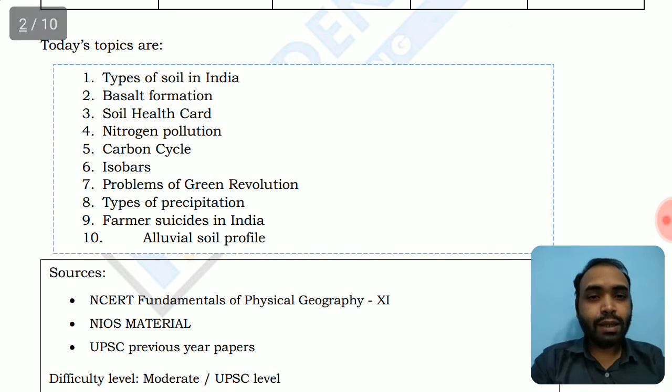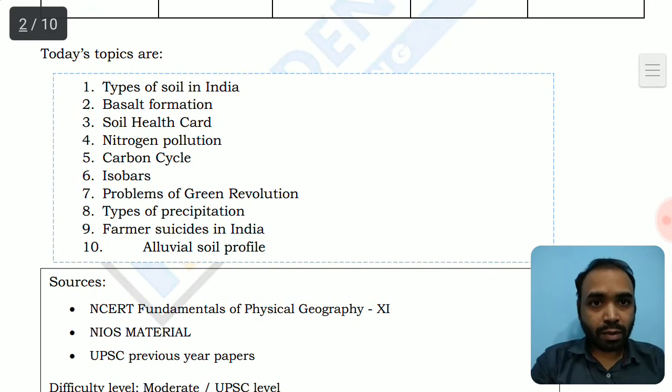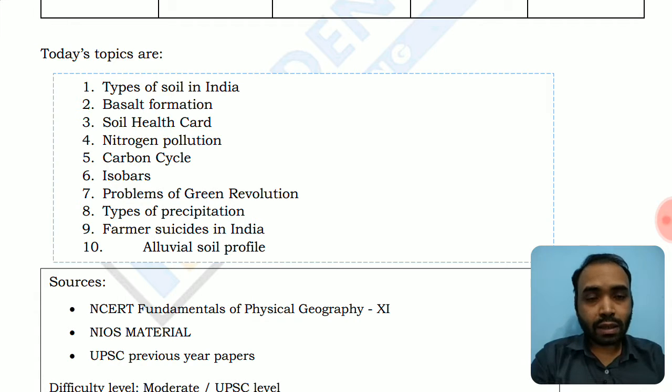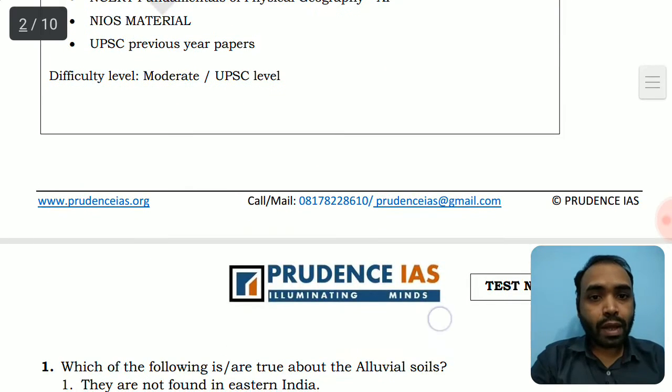So you can read the NCERTs or any standard material for these references, and some of the questions are also in the context of the recent current affairs of 1 and 2 years. So we'll take up these MCQs now.